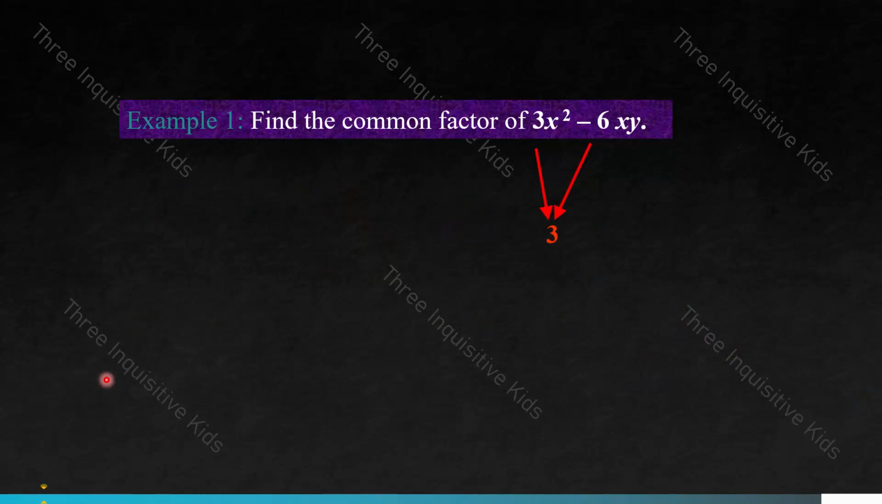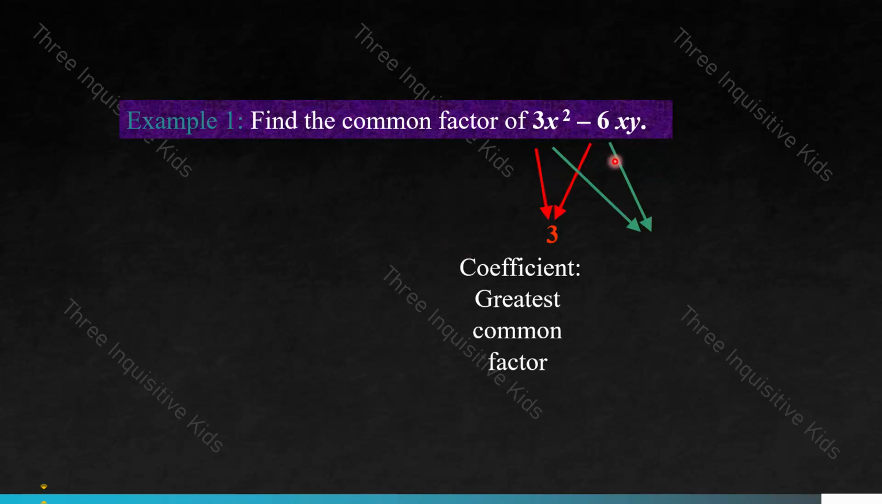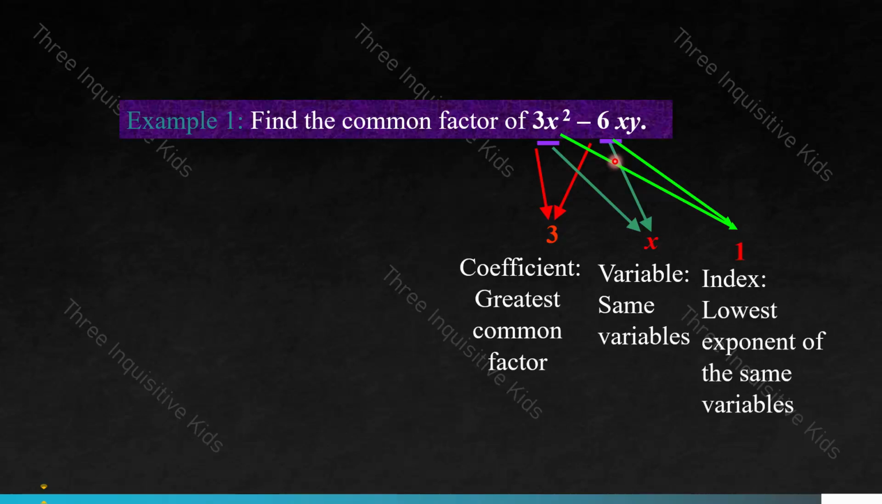The coefficient part of the common factor would be 3, and that is always the greatest common factor between the given coefficients. The variable part of the common factor would be x. The variable would be the same variable that appears in each of the terms. And then finally, what would be the index or the exponent for that variable? It would be 1 because we're looking for the lowest exponent of that same variable in each term. Therefore, the common factor would be 3x.